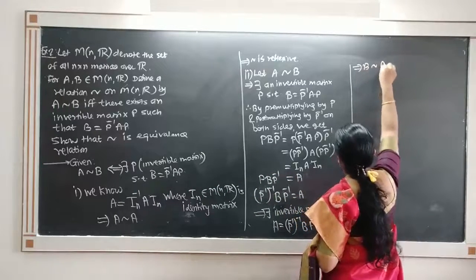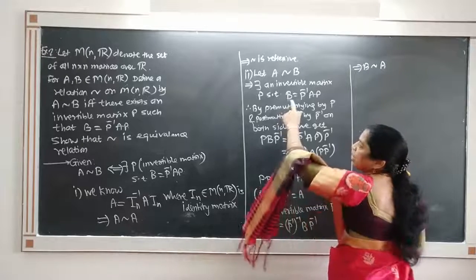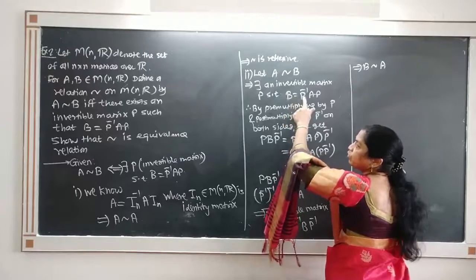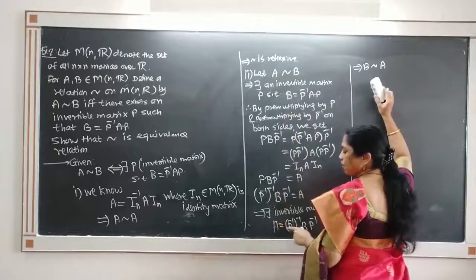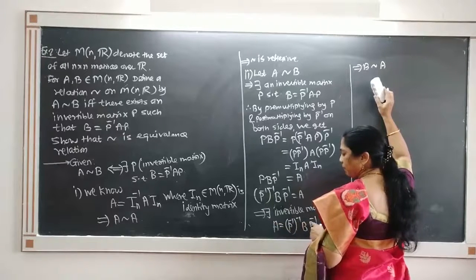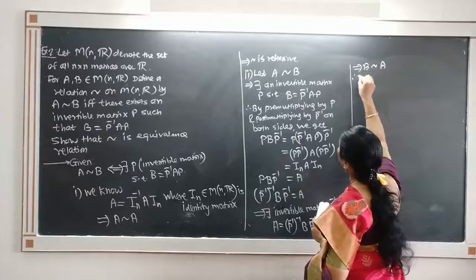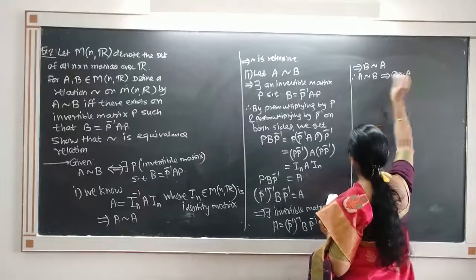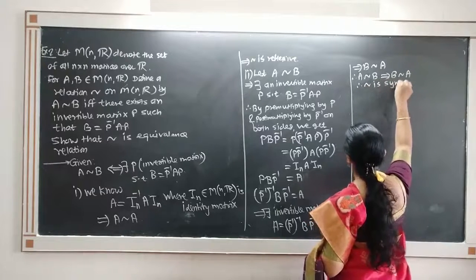which implies that B is also related with A, because when A is related with B if and only if there exists an invertible matrix so that B is equal to P inverse AP. Now we get A is equal to P inverse inverse B into P inverse, which implies that B is related to A. So A is related to B implies that B is also related with A, and therefore this relation is a symmetric relation.